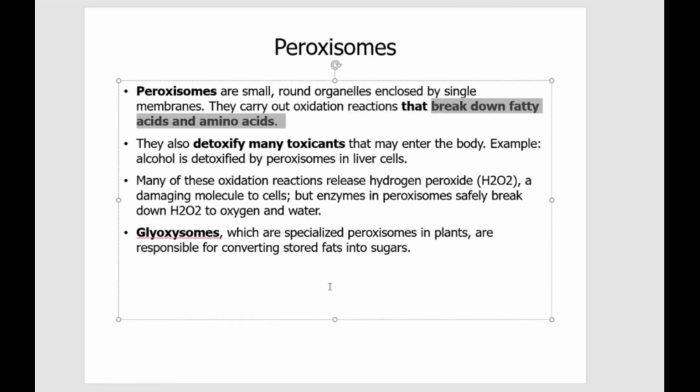Peroxisomes can also detoxify many toxicants. For example, when you drink alcohol, it will be absorbed into your bloodstream, and when it goes through your liver, the liver cells will try to break down alcohol so that it doesn't have a toxic impact on other cells. So it's the peroxisomes in liver cells that break down alcohol and detoxify.